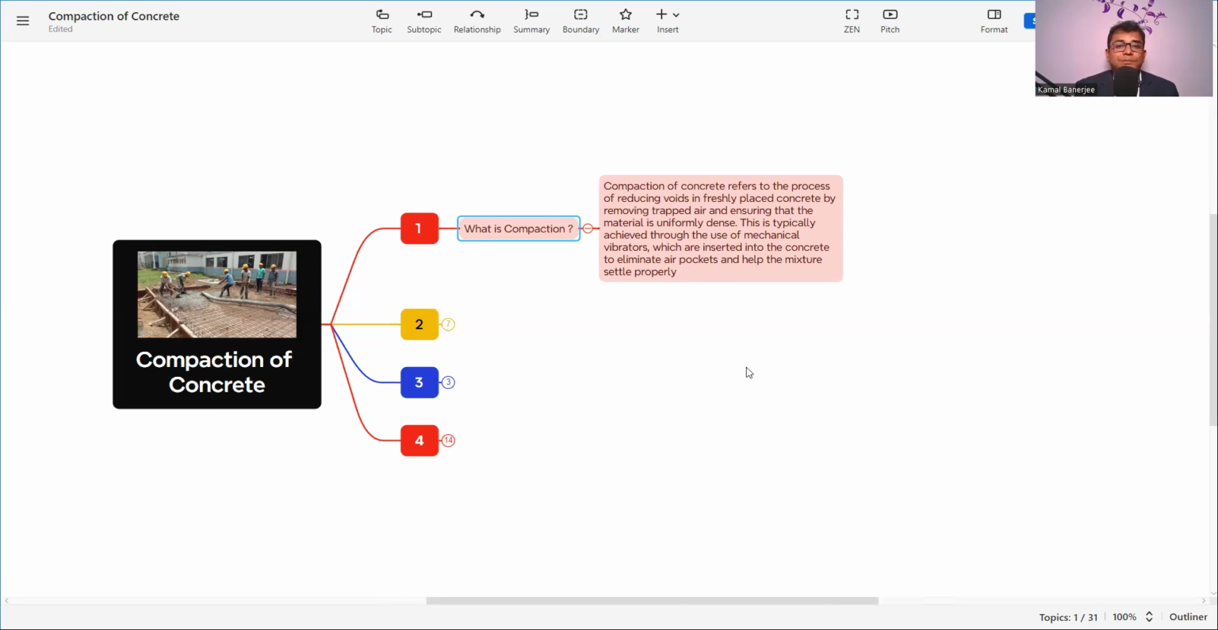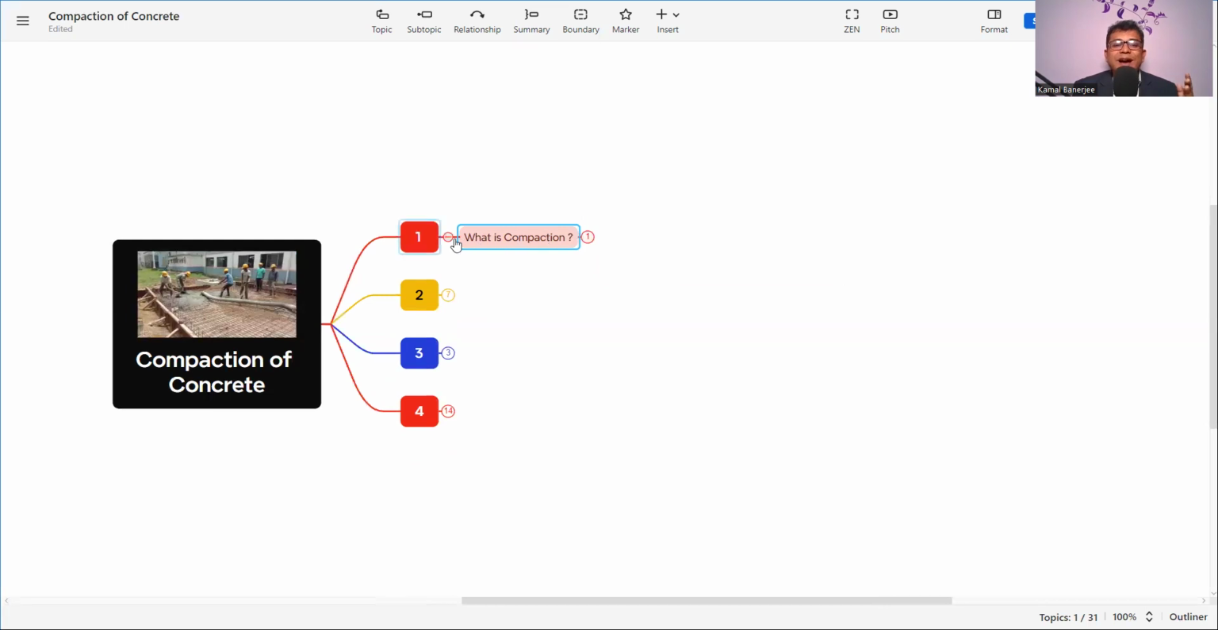And what will happen if water and chemicals come into the concrete? Eventually they will react with the concrete and deteriorate it. Also, corrosion of reinforcement will happen. So eventually we will not get the strength, durability and structural stability because of this entrapped air. So our target is to remove this air. How? Only through compaction. This is typically achieved through the use of mechanical vibrators, which are inserted in the concrete to eliminate air pockets and help the mixture settle properly. So removing the entrapped air inside the concrete is the process called compaction.